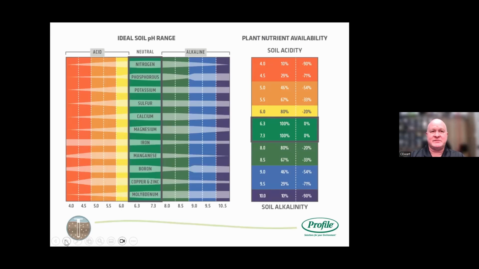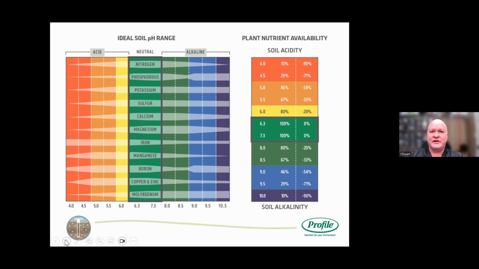So the reason pH is important is if you look at the chart that's in front of you, let's just take nitrogen, for example. So in the ideal range in the center of the column there between 6.3 and 7.3, you can see nitrogen is available to the plants. As we go into the acidic phase heading towards 4.0, you can see it tapers off and the availability of nitrogen is severely diminished. And then in the case of high pH, it's the same thing.